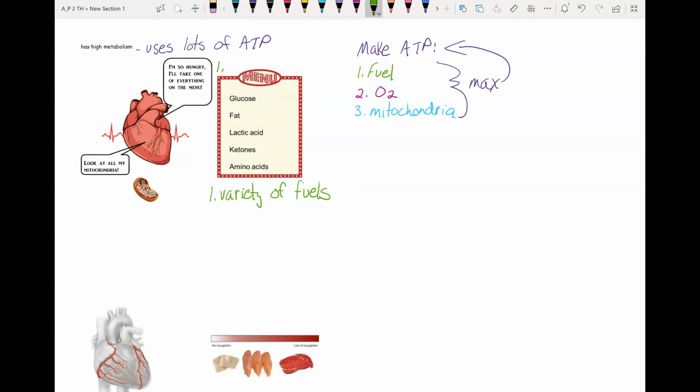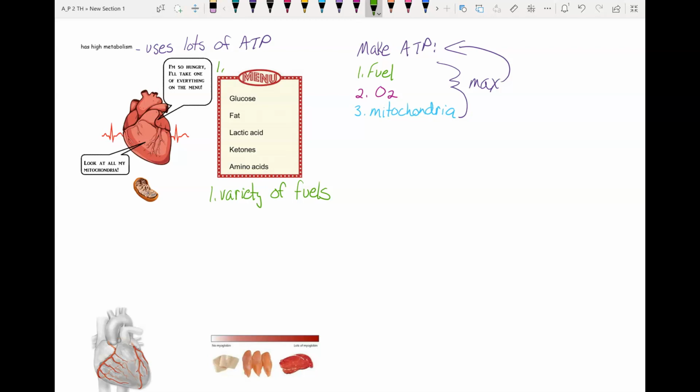It's kind of the opposite of neurons. Neurons will only use glucose. They're very picky. The heart is not picky at all. The heart is like the one who's hungry and will eat anything. Even some of these things are waste products from other cells, like the lactic acid and the ketones. That's waste that other cells put into the blood, and the heart's like, "Hey, you're not going to eat that? I'll take it." And it uses those.